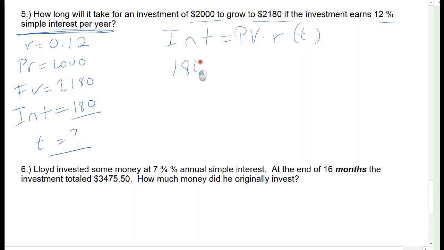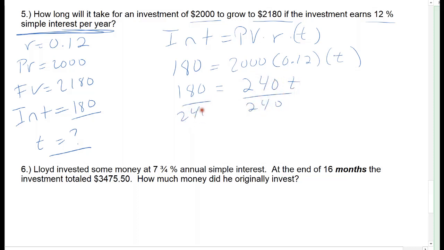My interest was $180. That's how much extra I have. Present value was $2,000. My interest rate was fairly high, 12% is a pretty high interest rate. And then I solve for time. Again, no rounding until the end of the problem. So the first thing I'm going to do is take my 12%, multiply by my 2,000, and that comes out to a nice number, so I don't have to worry about rounding. 240 times time, and then divide by your 240.